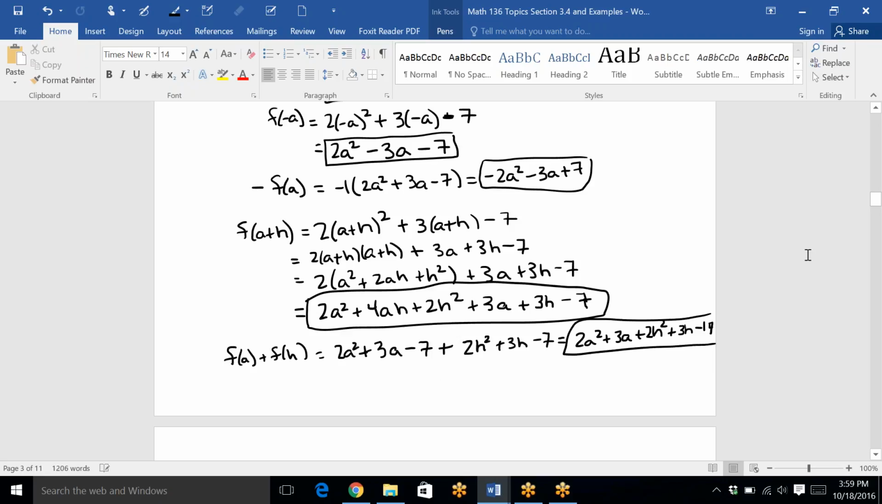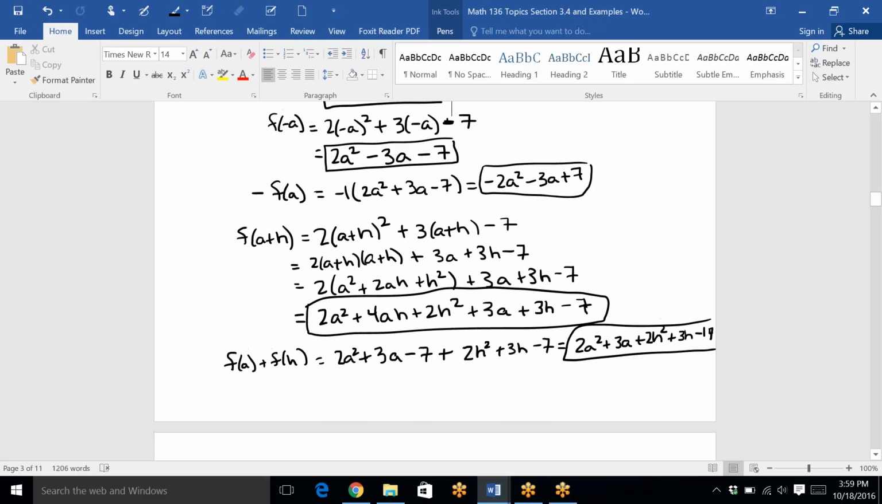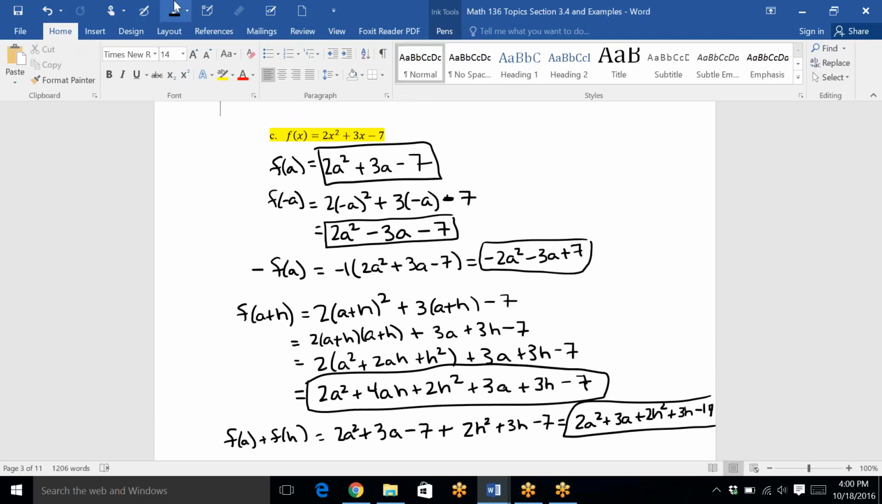And then for our final one, we need to do the f of a plus h on top, remember, because that's the difference quotient. And I am running out of places I can write that, so let's do it over here at the top. So this last one is the f of a plus h minus the f of a, over h. F of a plus h was this long thing right here, so that's 2a squared plus 4ah plus 2h squared plus 3a plus 3h minus 7.